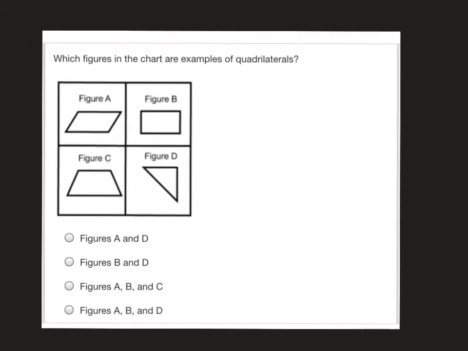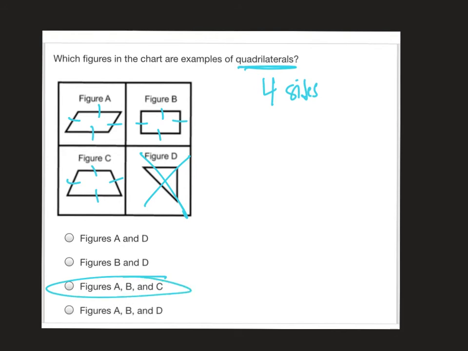All right, this one just asked for which one is showing quadrilaterals. So quadrilaterals just have to have 4 sides. So by telling that, we know it's not D. This one we have 1, 2, 3, 4. 1, 2, 3, 4. 1, 2, 3, 4. So it would be A, B, and C. So your answer choice would be that one.